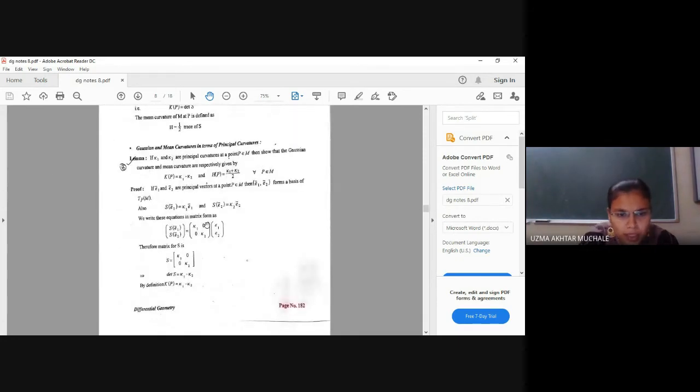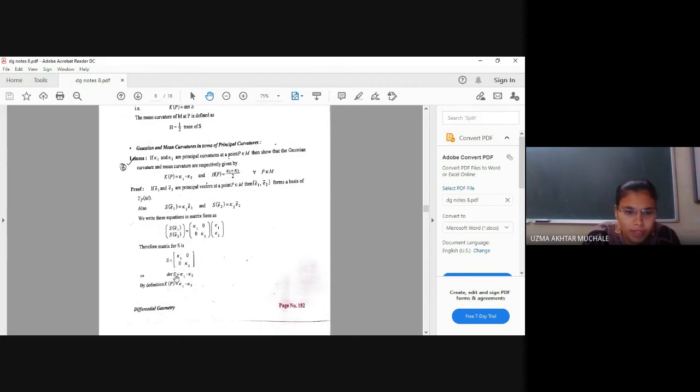Now simply we have to write these two equations in the form of a matrix, that is S of E1 is equal to K1 E1, and this E1 we have to write down here. So whatever the coefficients of E1, we have to write down in the form of a matrix. Okay. So S of E1 is equal to, we are writing K1, and what is the coefficient of E2 here? It is 0. And in the second one, what is the coefficient of E1? It is 0. What is the coefficient of E2? That is K2.